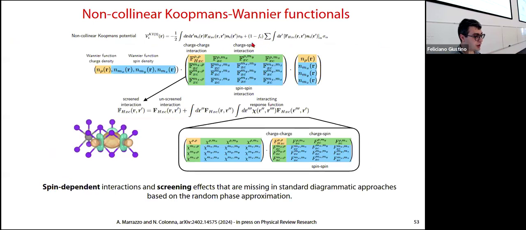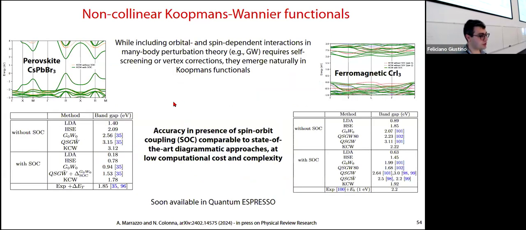So you have a theory where you have the interaction kernel, which has charge-charge, charge-spin, and spin-spin components, and this is screened by the response function that also has charge-charge, charge-spin, and spin-spin components, okay? And we discovered that the spin-dependent interaction and screening effects are really important and crucial, but they are totally missing in the most standard diagrammatic approaches, which are based on the random phase approximation and essentially only give you the orange block here, so only the charge interaction, okay?